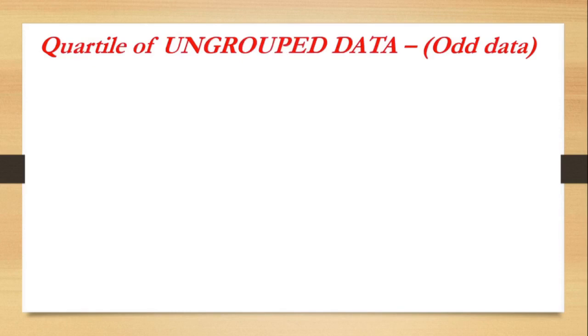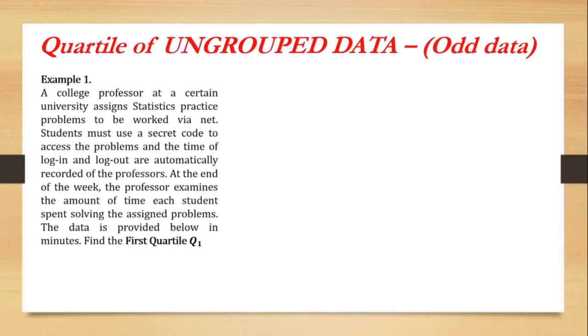Let us have an example of finding quartile of ungrouped data with odd data. Example number 1. A college professor at a certain university assigns statistics practice problems to be worked via net. Students must use a secret code to access the problems, and the time of login and logout are automatically recorded for the professor. At the end of the week, the professor examines the amount of time each student spent solving the assigned problems. The data is provided below in minutes.